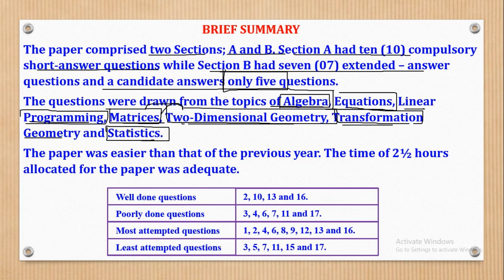expect in that paper. The paper was easier than that of the previous year, which was 2018, and the time of 2.5 hours allocated for the paper was adequate. So these are the questions which were well done, these are the questions which were poorly done, and these are the questions which most students attempted, and these are the questions which were least attempted.